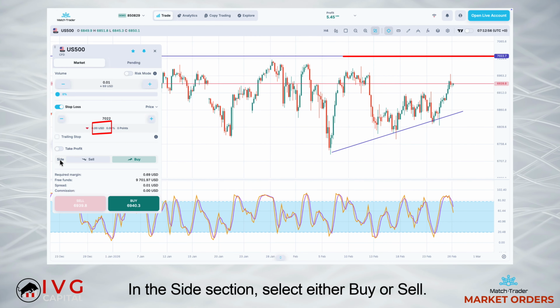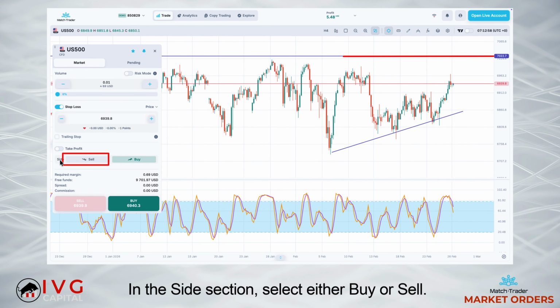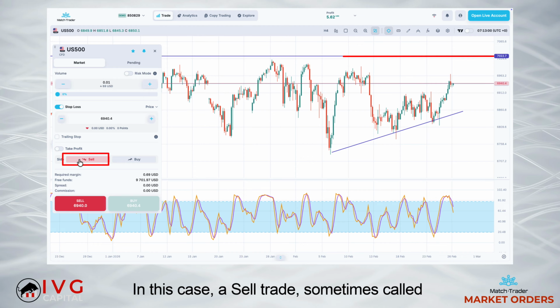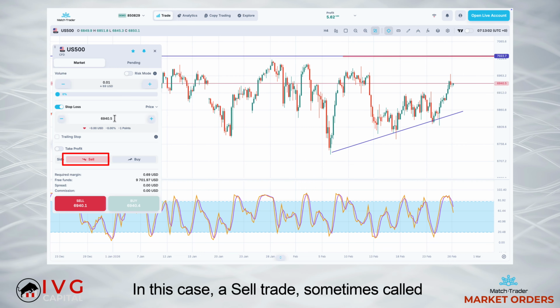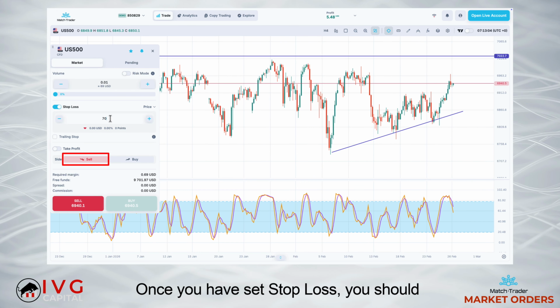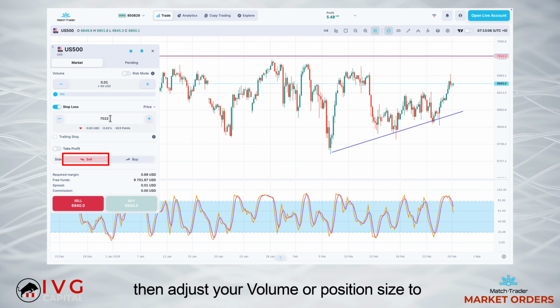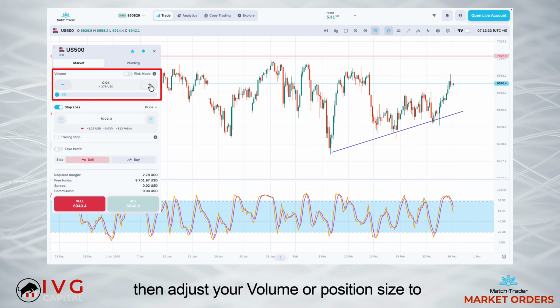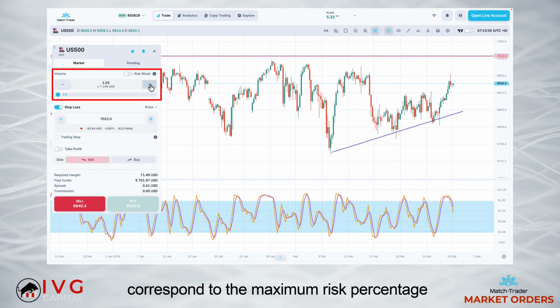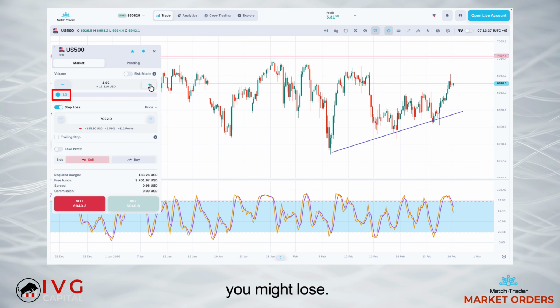In the Side section, select either buy or sell. In this case, a sell trade, sometimes called going short. Once you have set your stop loss, you should then adjust your volume or position size to correspond to the maximum risk percentage you might lose.